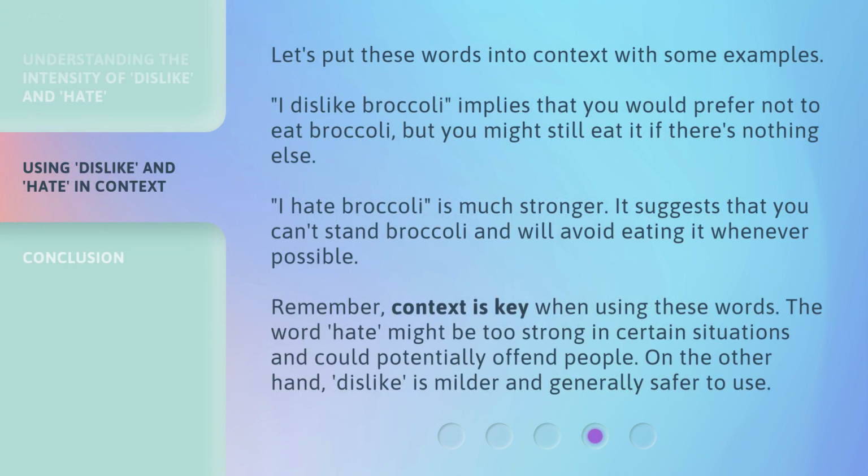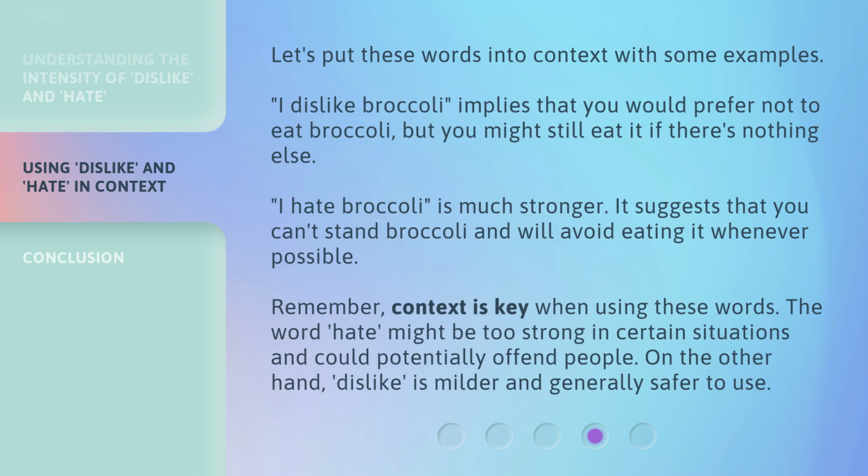Let's put these words into context with some examples. I dislike broccoli implies that you would prefer not to eat broccoli, but you might still eat it if there's nothing else. I hate broccoli is much stronger. It suggests that you can't stand broccoli and will avoid eating it whenever possible.